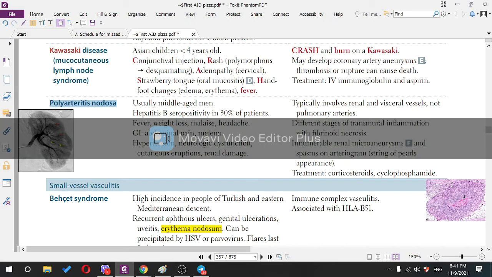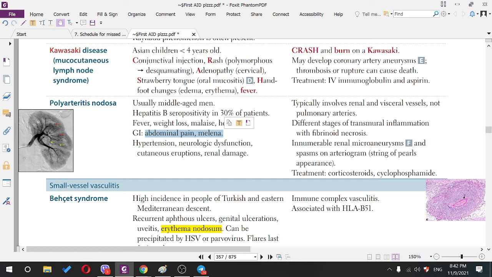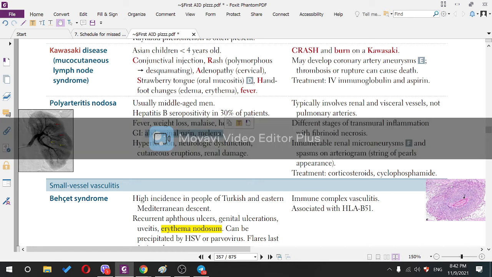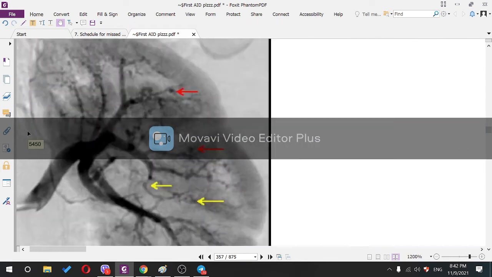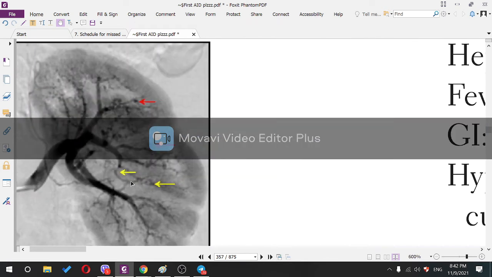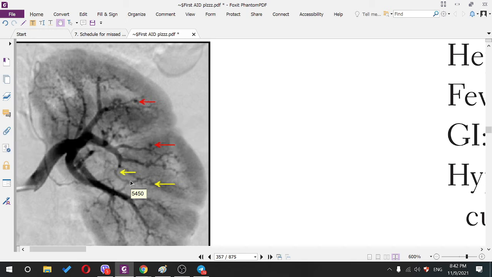Okay, usually in a middle-aged man, we said that GIT problems include abdominal pain and melena. Melena is black stool. Hypertension, neurological dysfunction, cutaneous eruption as well, and renal damage. Notice, nothing about lung. So it typically involves renal and visceral vessels, and you must know what they cause in the vessels. If you take a look at this picture, they have little microaneurysms inside of the kidney.